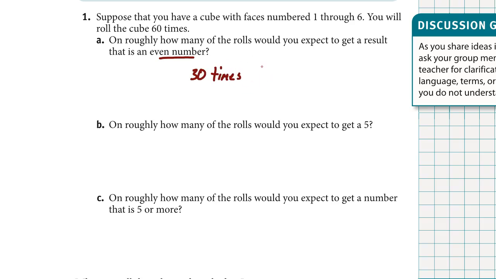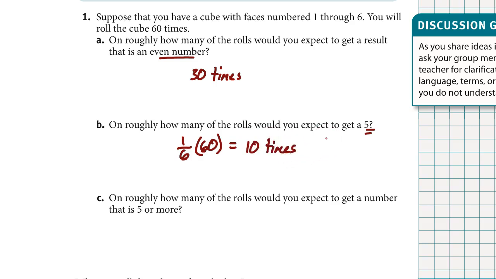On roughly how many rolls would you expect to get a 5? Well, this time only one face out of the 6 faces is a 5. If we roll 60 times, we're expecting only about 1 out of 6 of the 60 rolls to end up having a 5 on the top of the cube. That's 10 times.